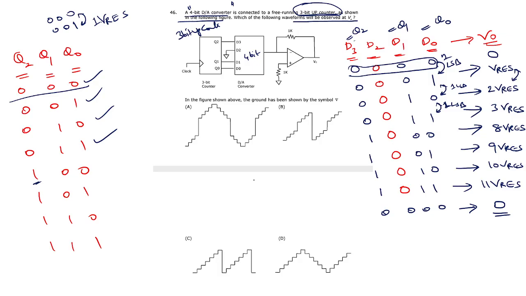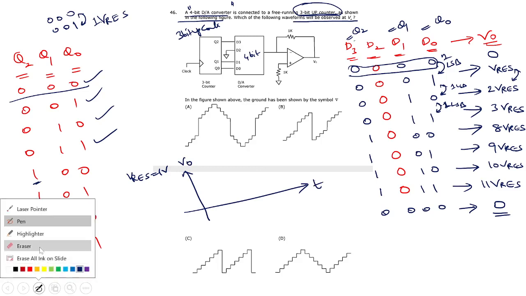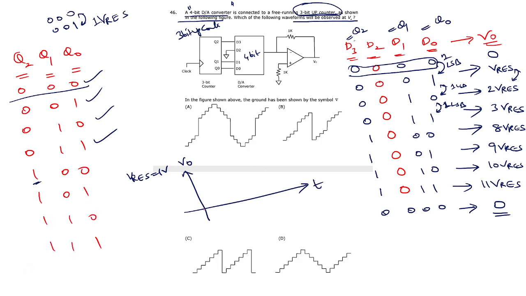Yes, correct. Now, if I plot it, let's assume that V resolution is 1 volt. This is with respect to time, and this is voltage V naught. Initially 0, then 1 volt, then 2 volt, then 3 volt. This increment is 1 volt. So from 3, it is going to 8. It will go up like this because now the change is 5 volt.